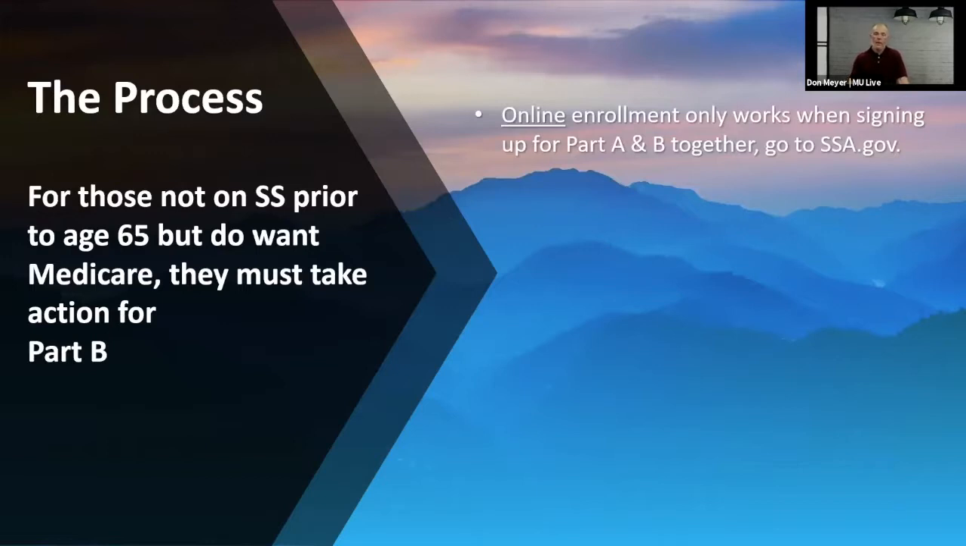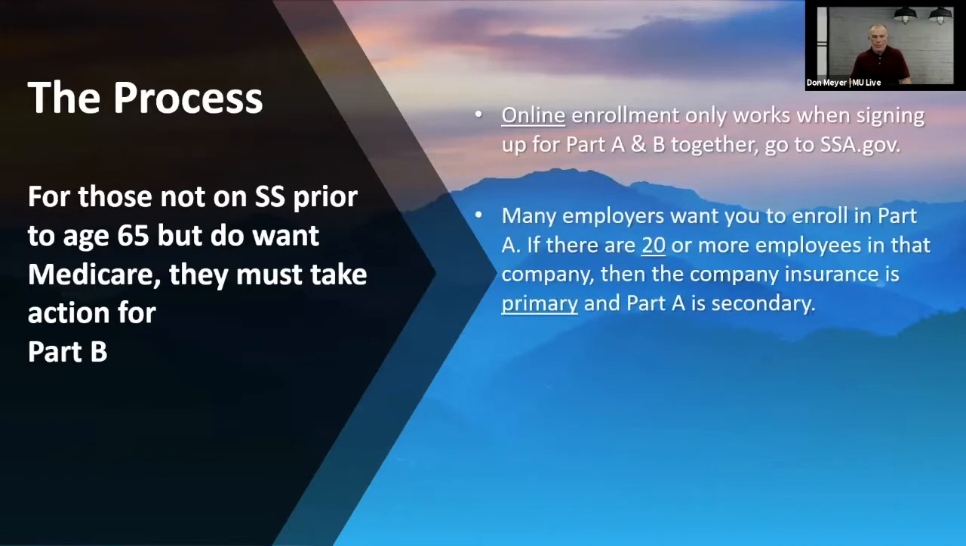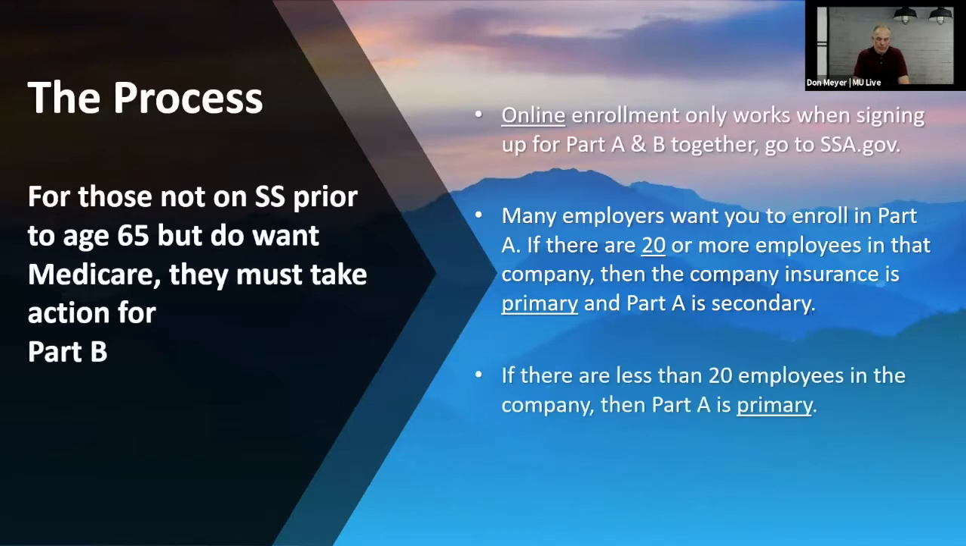Now, many employers do want you to enroll in Part A. You may or may not know this, but if there are 20 or more employees in the company, then the company insurance is primary and Part A is secondary. But if there are less than 20 employees in the company, then Part A is primary. So a lot of the smaller companies absolutely want everybody enrolled into Part A when they turn 65, because that's going to be fewer claims for the company's health insurance plan.